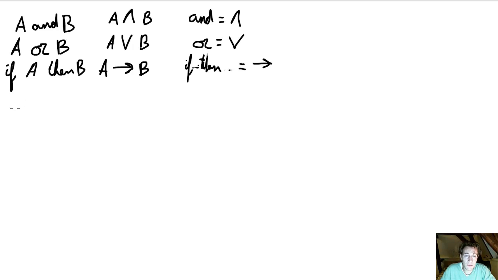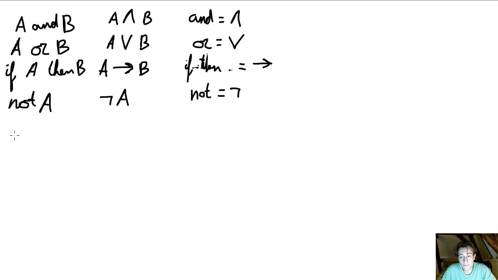Well, then we get some new guys, because we also have the operator not A. You can see it as an inverse. If A is true, not A is false. If A is false, not A is true. We just write this as this. This is the same as not A. So not equals this guy.